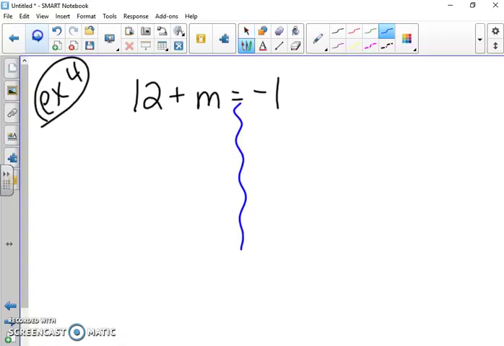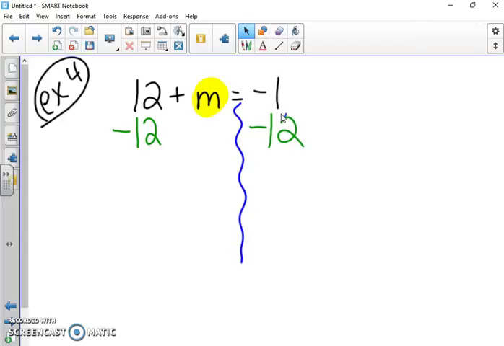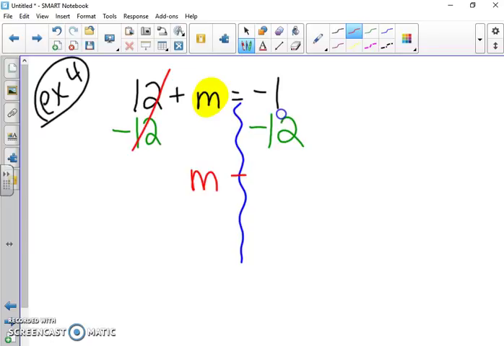Find your equal sign, draw your river. Find your variable. It's an m. I obviously like m's today. Now this one's a little sneaky because this isn't plus 12. This is 12 plus m. So you're looking at the 12, and what's the opposite of a positive 12? The opposite of a positive 12 is a negative 12. So we're going to subtract 12 on both sides. Those cancel. You drop down a positive m, which is just m. In my calculator, negative 1 minus 12 is negative 13.